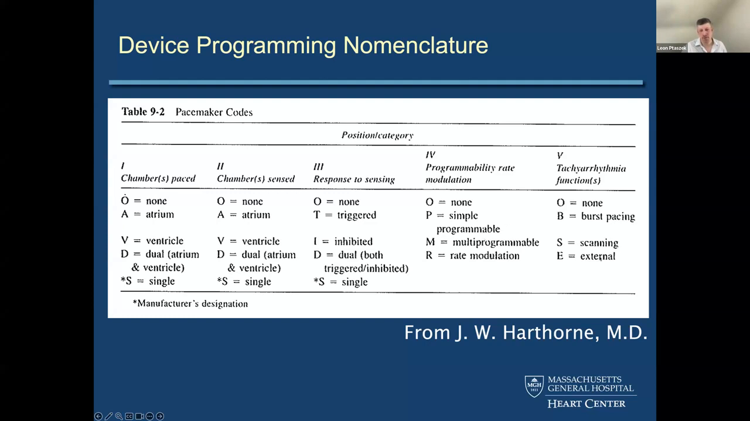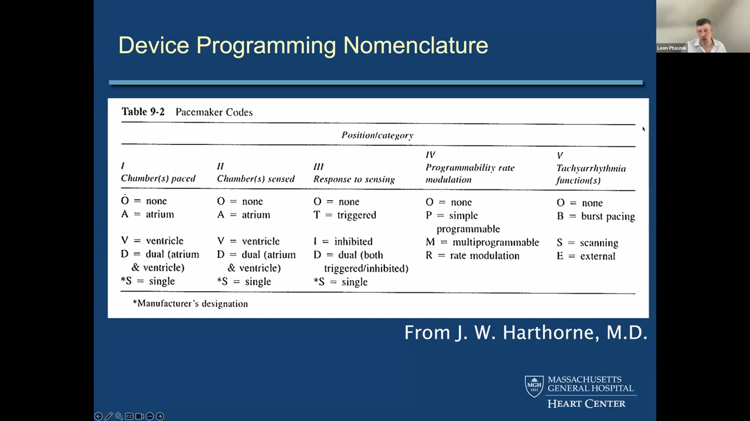There are some additional programming functions, and these different categories are not used quite as often anymore. The fourth category is often used to refer to rate responsiveness of a device. So you have somebody who's pacing in both chambers, sensing in both chambers, and you've got a response to sensing, whether it's, let's say, inhibition or triggering in both chambers. That'll be somebody with DDD pacing. And if there's a rate responsiveness algorithm that's been activated in that system, it'll be DDDR.